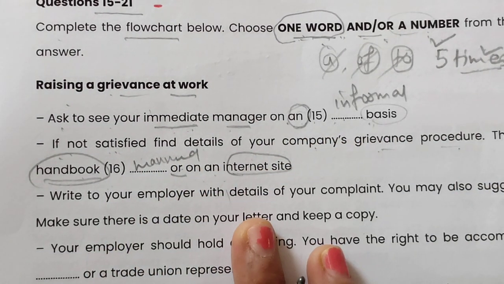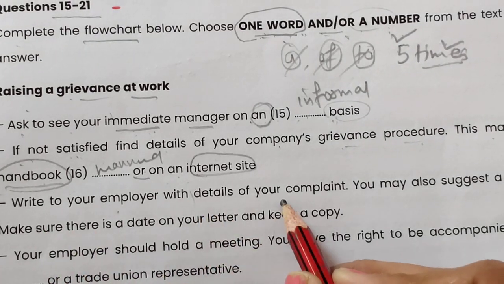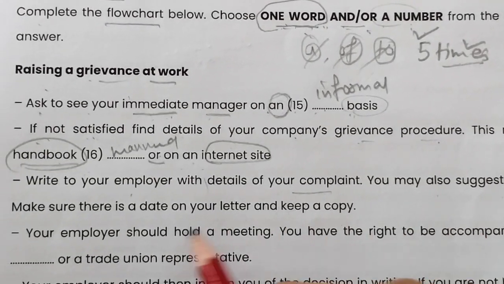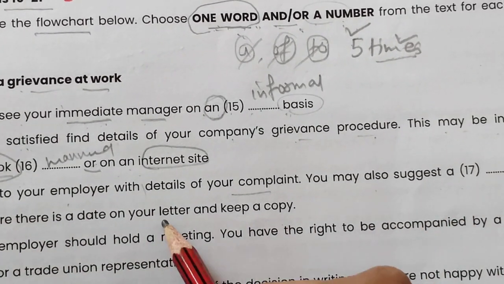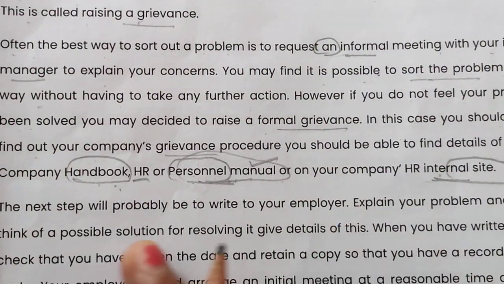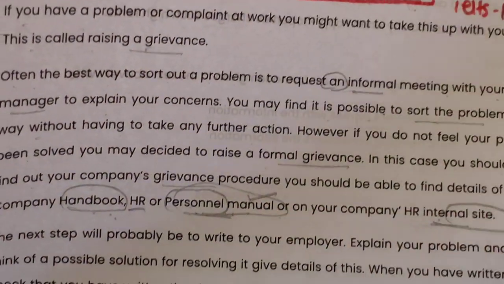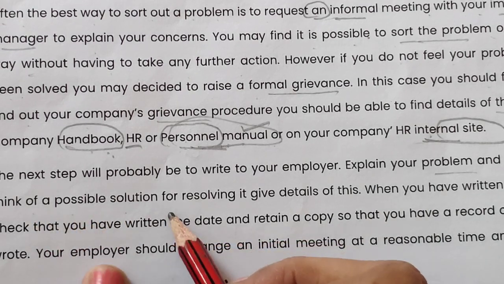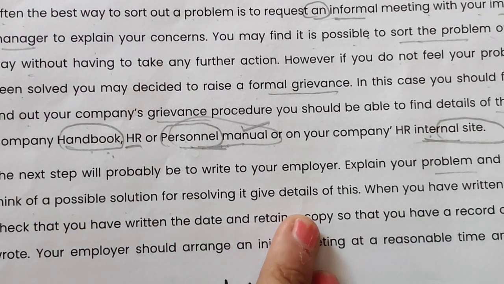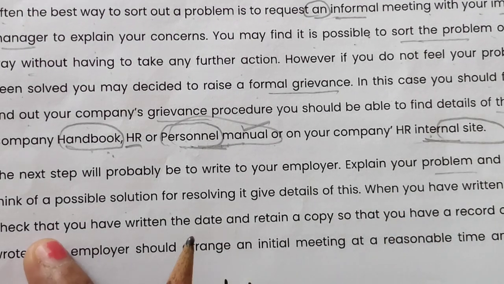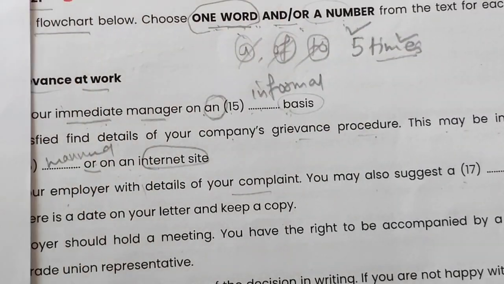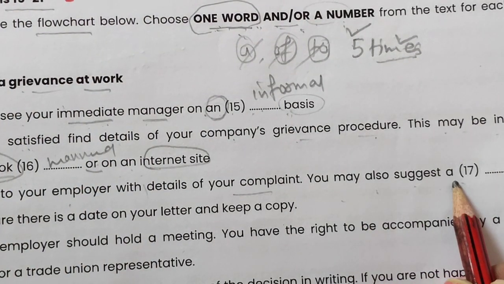Okay, coming to the next, 17th. Write to your employer with details of your complaint. You may also suggest a dash. What may you also suggest? Okay, write a complaint to your boss. The next step will probably be to write to your employer, explain your problem, and if you can think of a possible solution for resolving it, give details of this. When you have written your letter, check whether you have written the date and retain a copy. Okay, what is the actual thing? You may also suggest a.